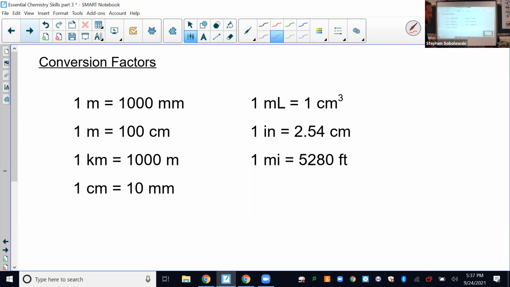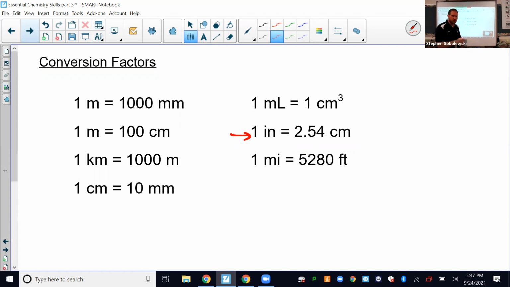The top of the right one, you should know this from the volume lab. 1 milliliter equals 1 centimeter cubed. And the last 2 are USCS conversions, American style conversions. This one right here is what I call the bridge that gets us from USCS lengths to metric lengths. 1 inch equals 2.54 centimeters. That's a good one to just always memorize. Even if you memorize it like 2.5, you should use 2.54 for these conversions.